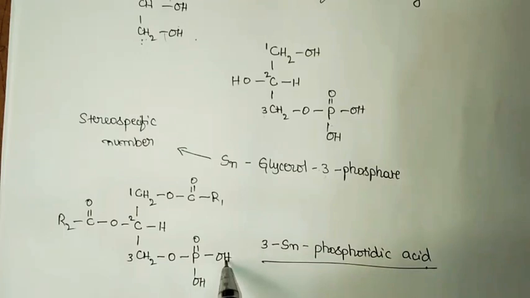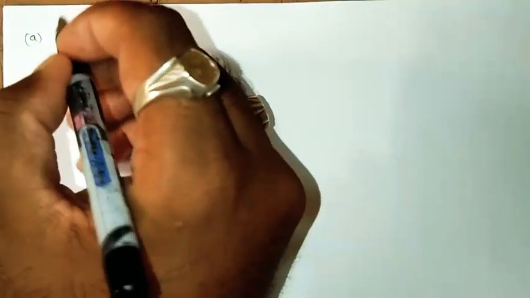When one of the H components of the phosphatidic acid is replaced with a particular group, that results in the production of phosphoglycerides. Now we shall see some simple examples of phosphoglycerides, as well as where they show their biological activity. Number 1 under phosphoglycerides is cephalin.